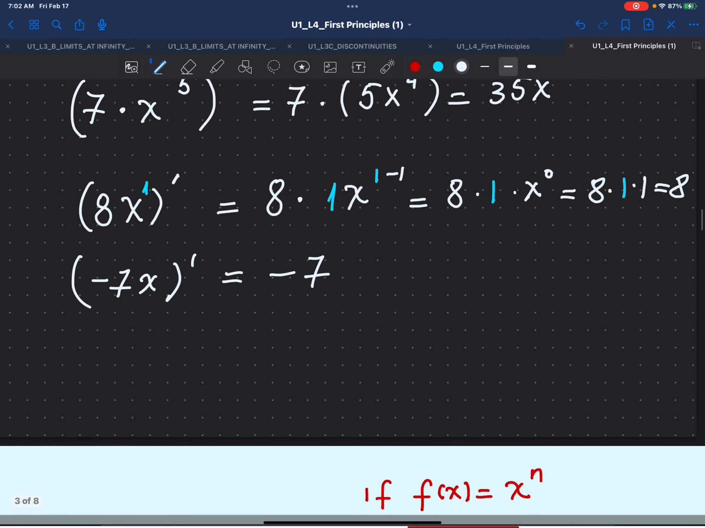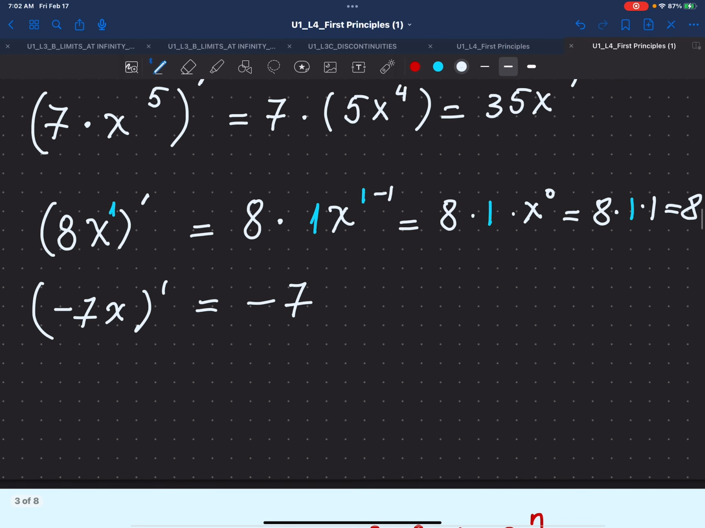Now, let's take a look at another interesting example. This time we have the term 3. We want to differentiate this. So as you can see here, there is no x in it.